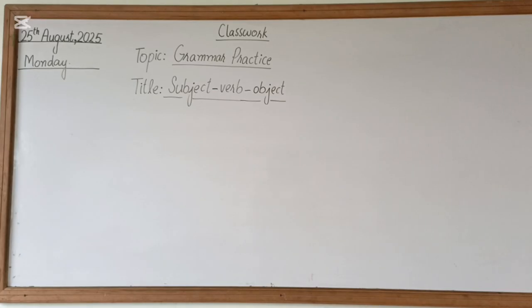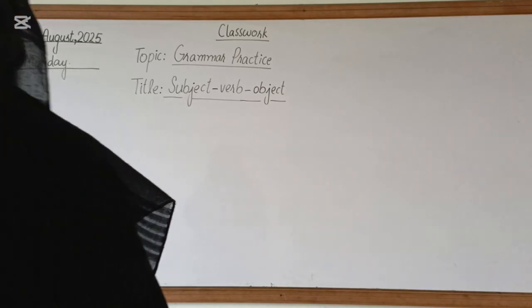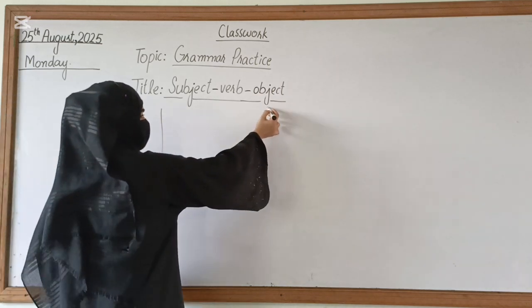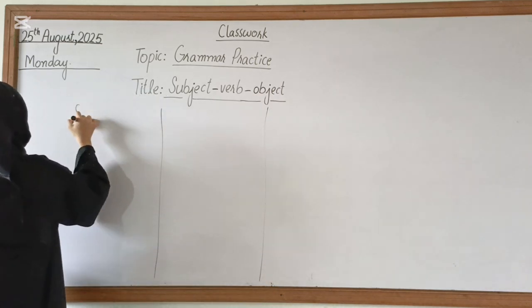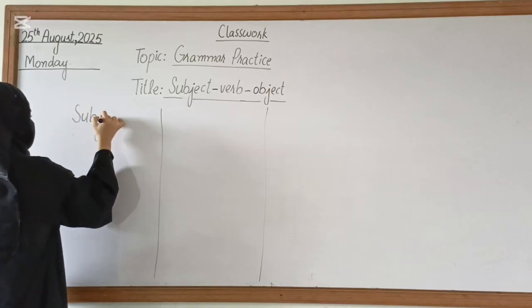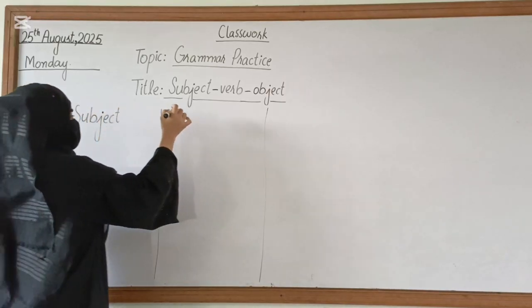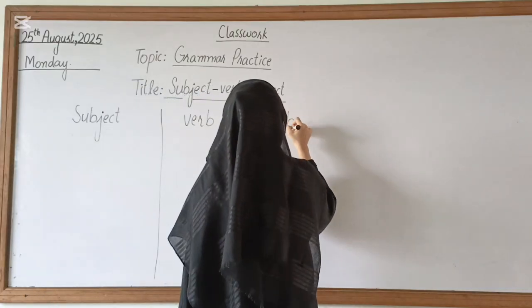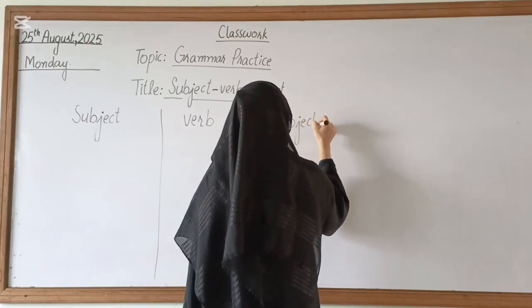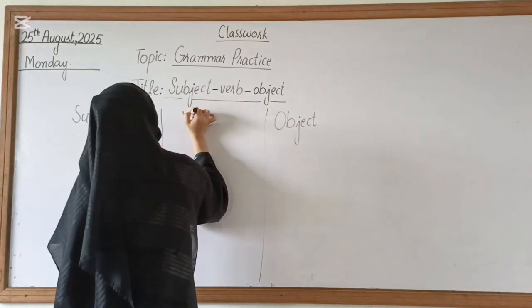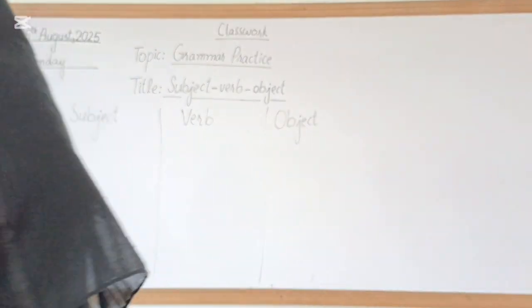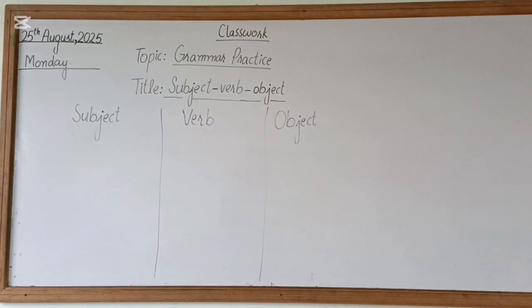So let's move on and discuss what subject is. Okay, I am making three sections here so that you can know what subject is. It is the subject, then verb, and then object. Got it? Subject, verb, and object. Okay, so moving on towards what subject, verb, and object is.